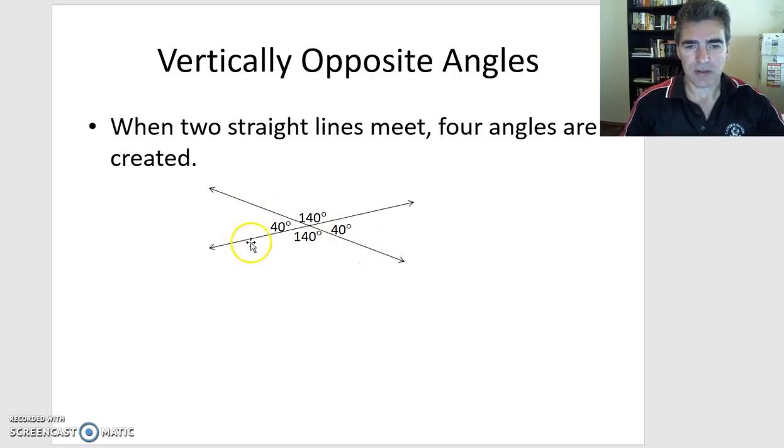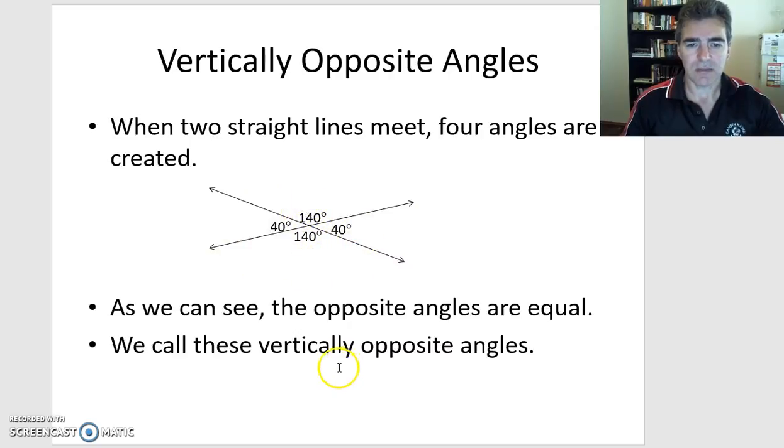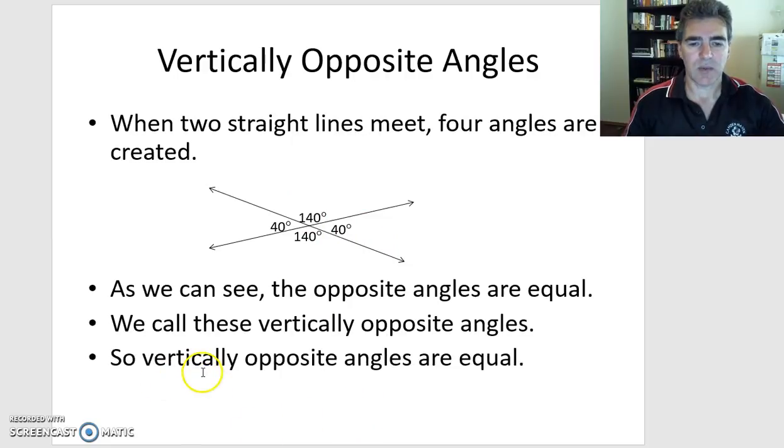When two straight lines meet, what do you notice about the opposite ones? Well, we can see that the opposite angles are equal, and we call these vertically opposite, even though sometimes they might not actually be vertical, because we can rotate these lines around so that they all look in different orientations. So these are horizontal lines or angles here, but we just call them vertically opposite angles just to keep things simple and the same. So there we have vertically opposite angles are equal.